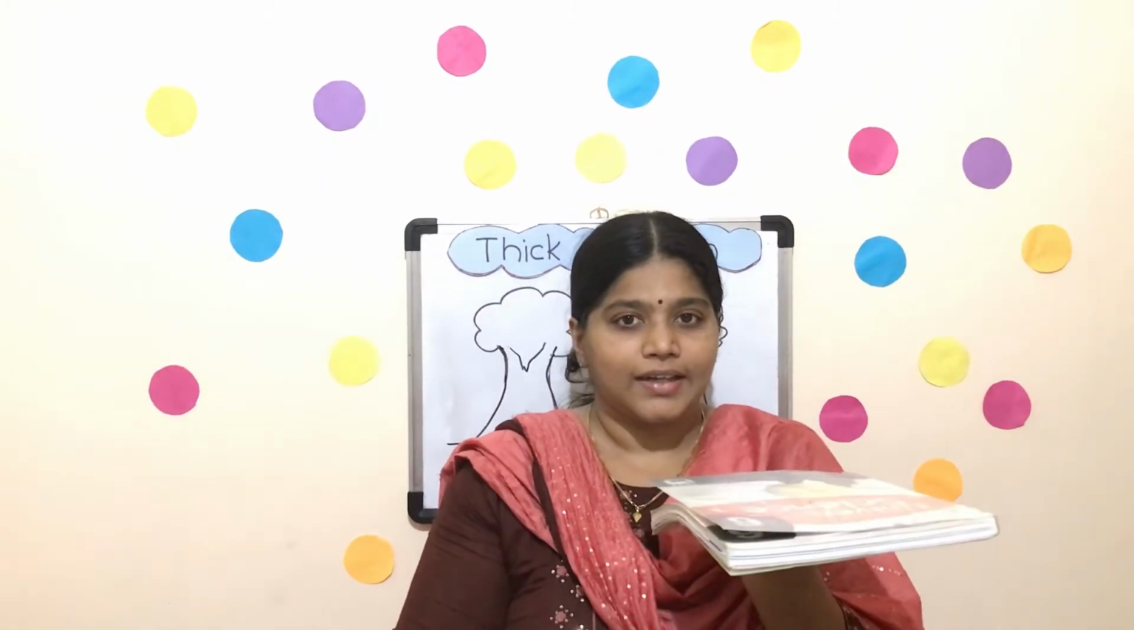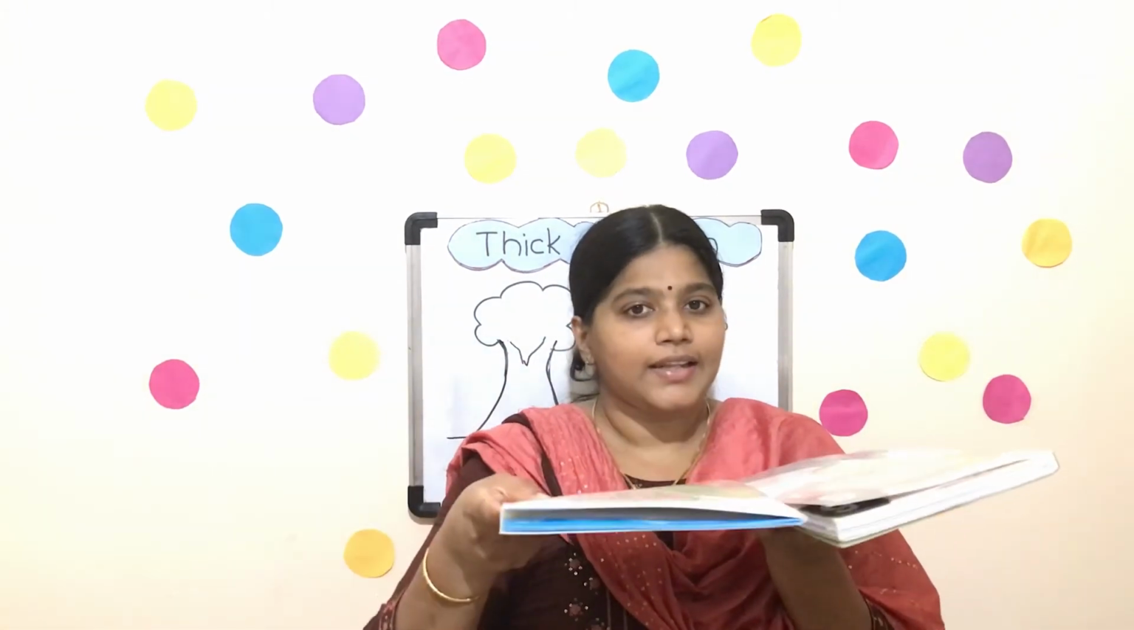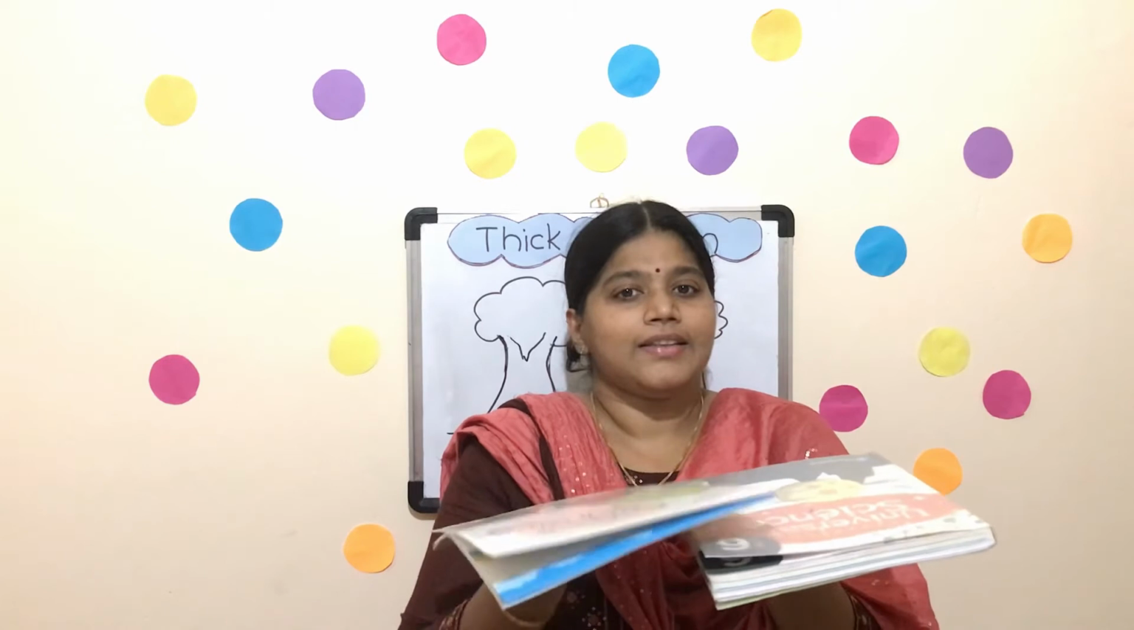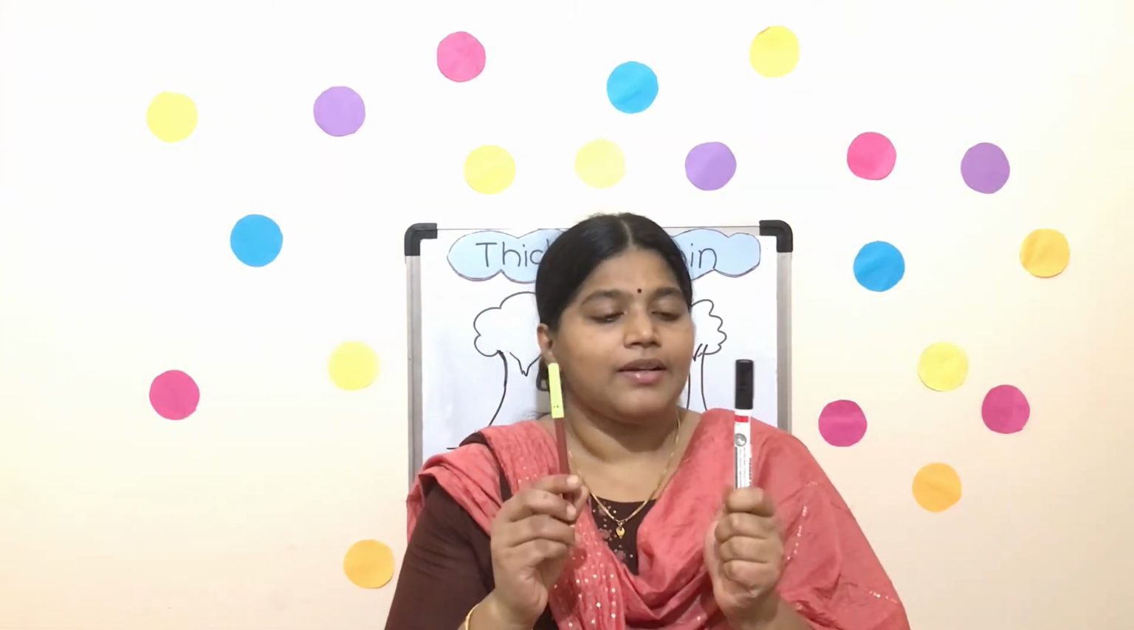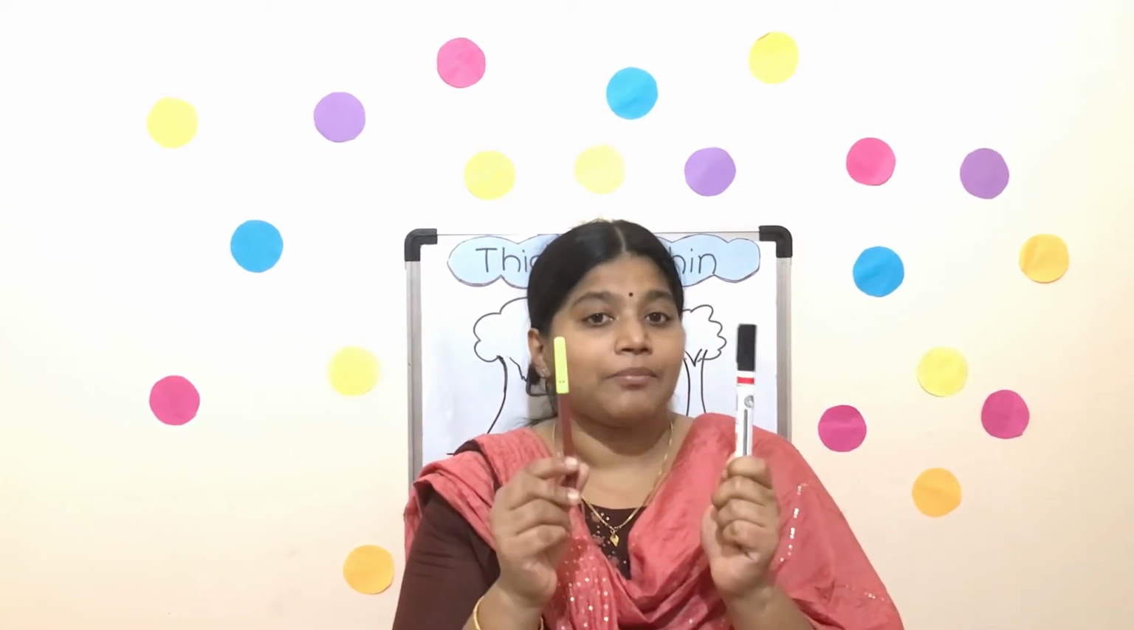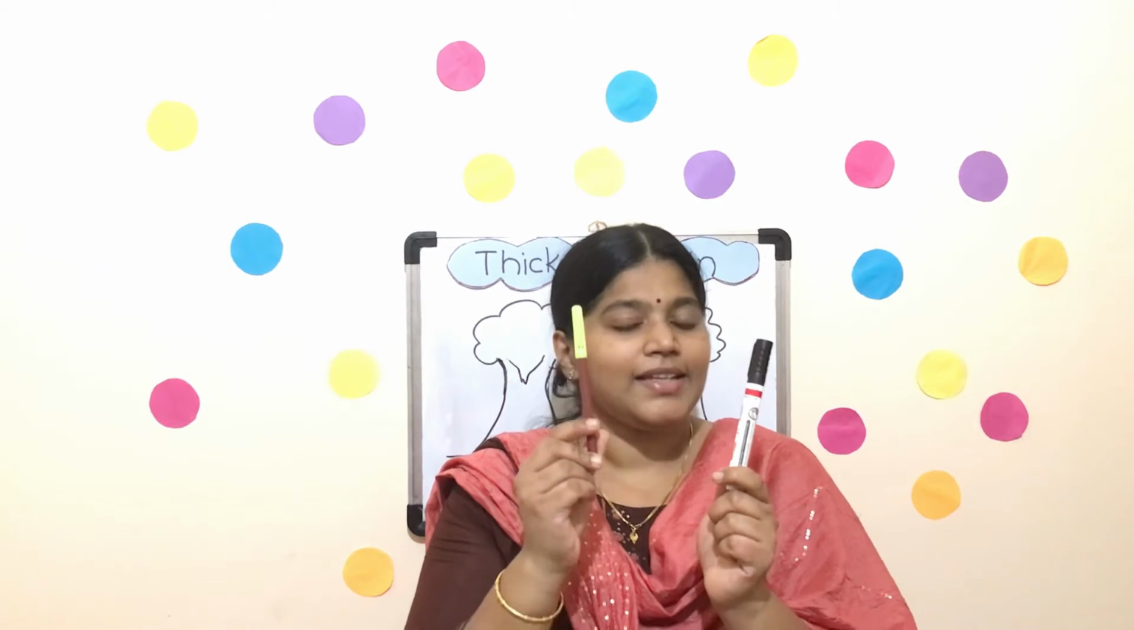Now look at these books. I can say this book is thick when I compare to this one. This book is thick and this book is thin. Thick, thin. Now look at this marker and sketch pen. The marker is thick. The sketch pen is thin. When we compare to this marker, the marker is thick and the sketch pen is thin.